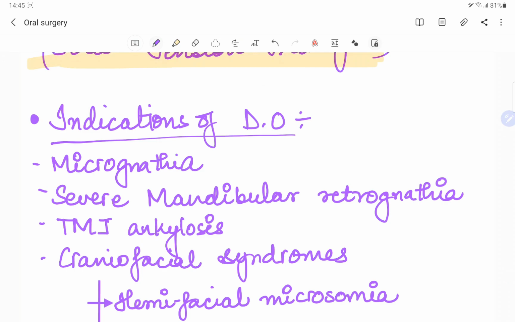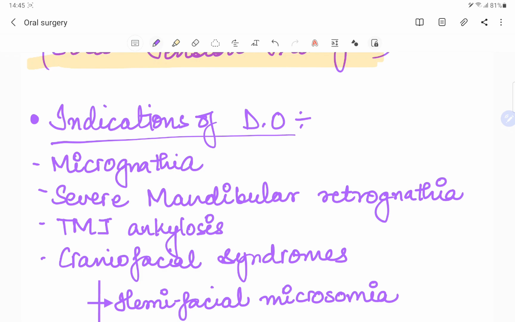Very simple. Micrognathia: micro means small, gnathia means jaw, so a small jaw, and the conditions which are associated with a small jaw. In all these conditions we can use distraction osteogenesis to build up the jaw. We can also use bone graft, but with a bone graft we cannot grow the bone to as much height. We can grow or regenerate it using distraction osteogenesis.